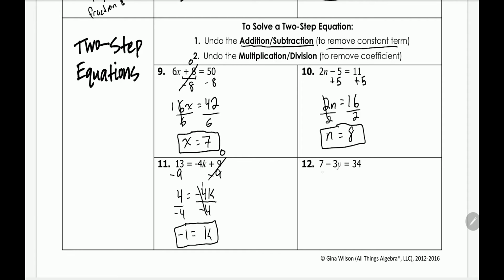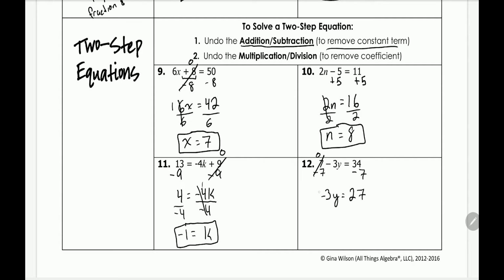Number 12. 7 minus 3y is equal to 34. So, first step, we have to get rid of this constant term. So the 7. There's not a sign out here, so we know it's positive. How do we get rid of a positive 7? Well, we subtract 7. And we do that to both sides. This goes to 0. We're left with negative 3y is equal to 34 minus 7 gives us 27.